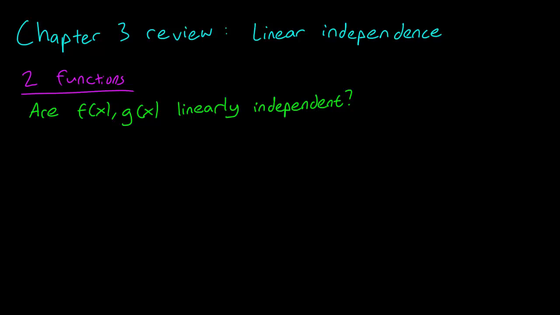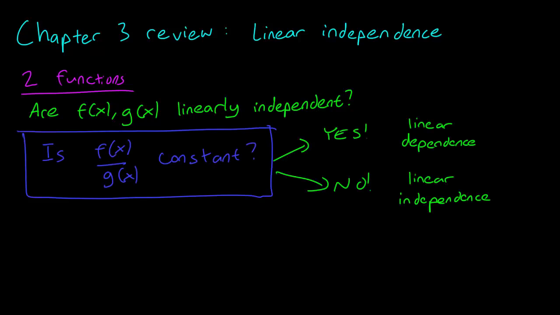So when we have two functions, the question that we are asking is simply, is their ratio constant or not? If f(x) over g(x) is constant, we say that the functions f(x) and g(x) are linearly dependent. If f(x) over g(x) is not constant, then we say that f(x) and g(x) are linearly independent.